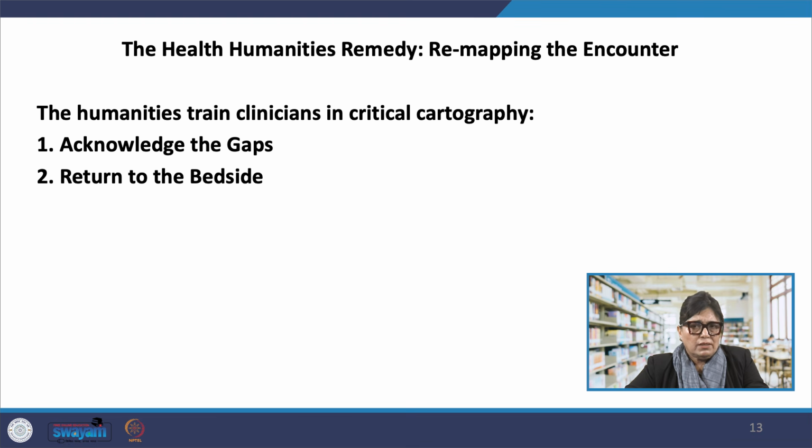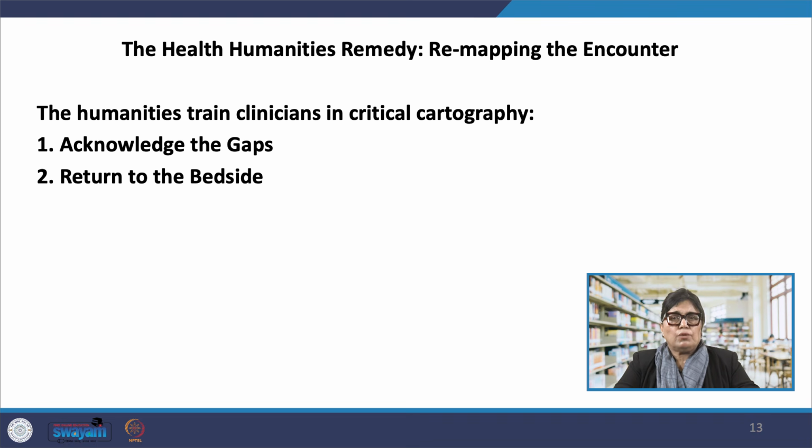The health humanities remedy and the remapping of the encounter. Health humanities scholars do not ask doctors to throw away their maps. Modern diagnostic maps are life-saving tools. Instead, the humanities train clinicians in critical cartography. Acknowledging the gaps, the doctor must remember that a map by definition leaves things out, and a psychiatric diagnosis leaves out a patient's structural poverty. Return to the bedside.